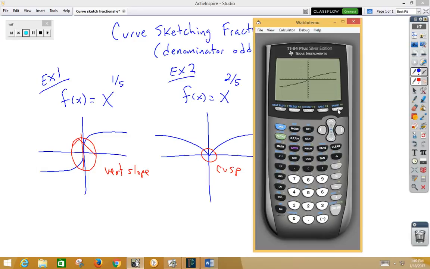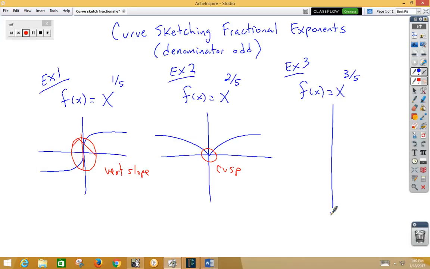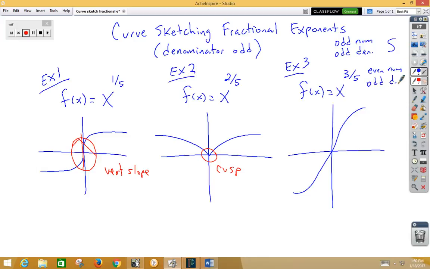Now, if we continue that pattern, we would continue to notice that those things occur. So the rule for this is that if we have an odd numerator and an odd denominator, we're going to get some form of S. If we have an even numerator and an odd denominator, then we're going to get some form of birdie.